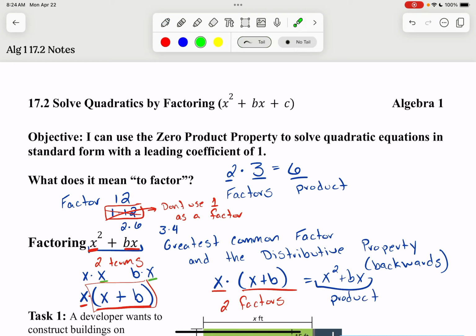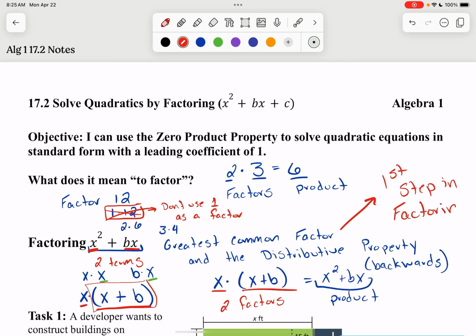Okay. So the very first step in what we call factoring, or looking for multiples, is this greatest common factor idea. That's always our first step in factoring. We always want to be looking for that greatest common factor. That's our first step in factoring, is that greatest common factor idea.